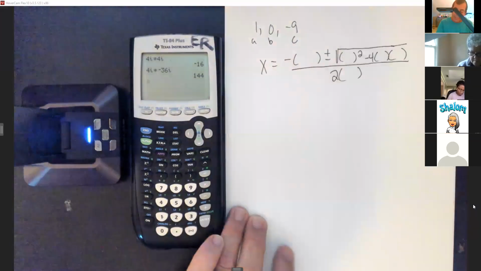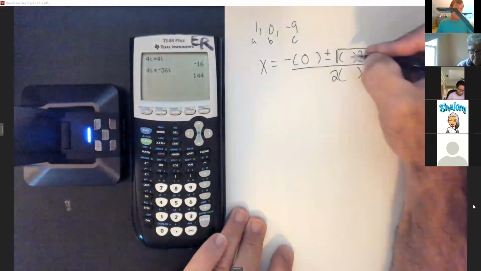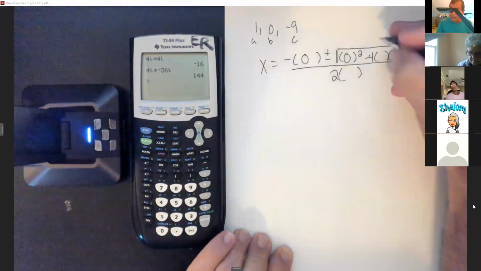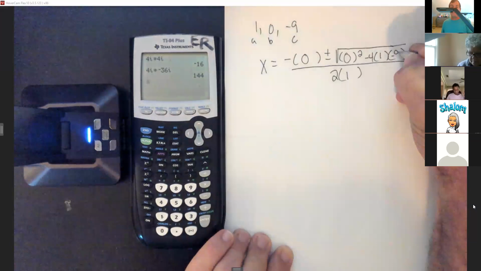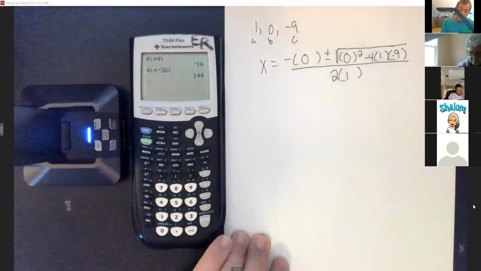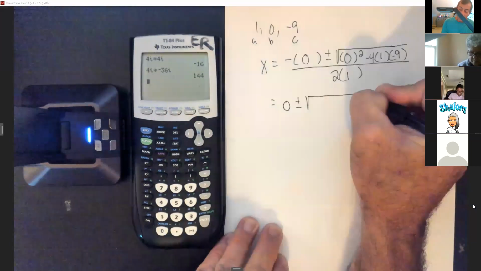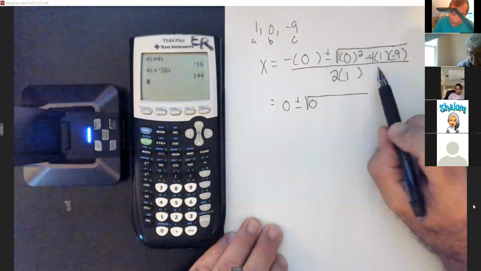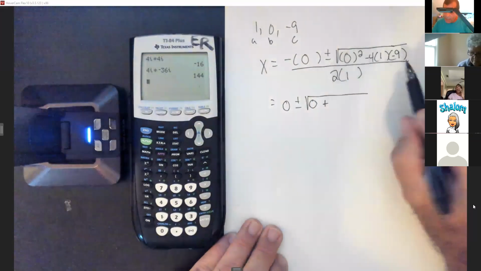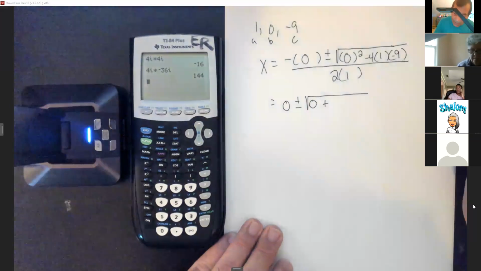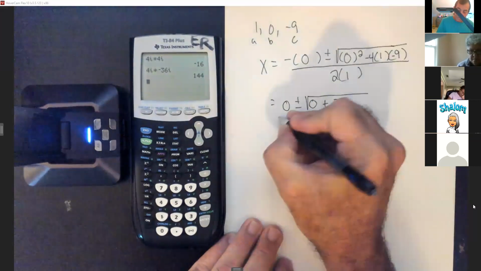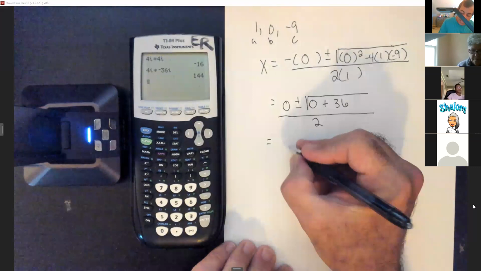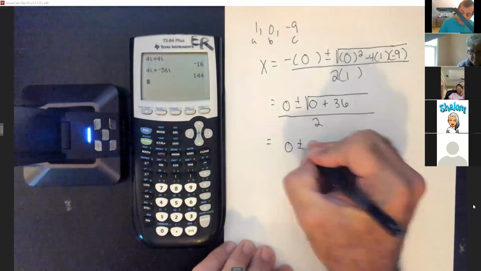But you'll notice a lot of times in this, those b's are going to be zeros. What was my a? A 1 here and here. And then c was a negative 9. So that's going to give me 0 plus or minus square root of 0. Let's see, this side has 2 negatives, so that's going to be a positive. Let's see, 4 times 9 is what, 36? All over 2. All right, so add the radical so that you get 0 plus or minus square root of 36 over 2.